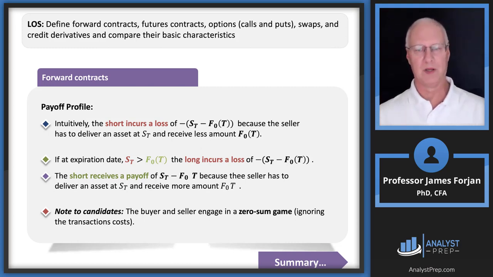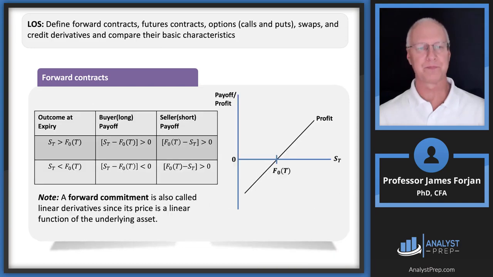So look at the bottom: buyer and seller engage in a zero-sum game, of course ignoring transaction costs, because you may have to pay a transaction cost and I may have to pay one, and they might not be the same one. But in my simple example with the financial calculator, you might need that financial calculator and I might want to get rid of it. So we can always settle with the physical asset, but most derivatives are settled in cash.